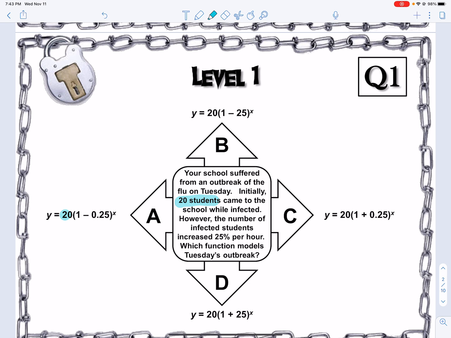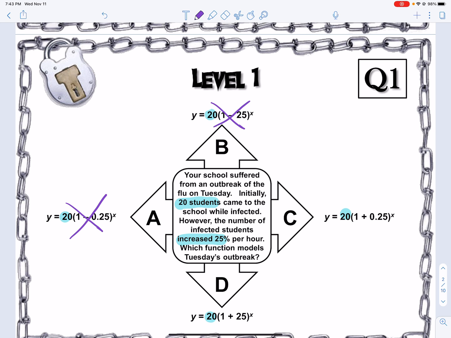So 20 students, that's my initial value. And if you were watching in the Google Meet, we talked about that's where that goes. So actually, all 4 of these answers are correct. Okay, 20 students came to school infected. However, the number of students increased by 25%, which tells me it can't be this one and it can't be that one because those are decreasing. Okay, it's increasing by 25%. If you look at this bottom one, that's not 25%. Remember, 25% is 0.25. So my answer would be this one over here because for every hour, it's going to go up by 25%.